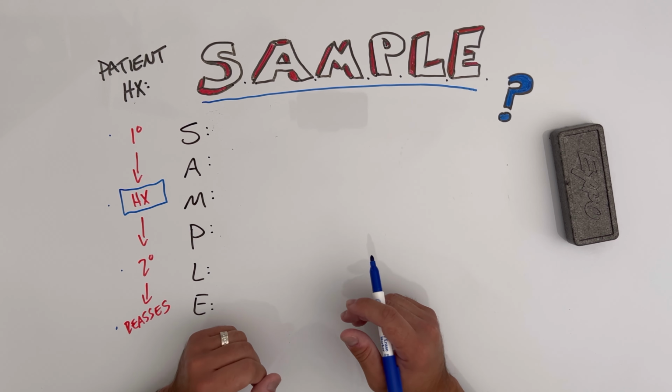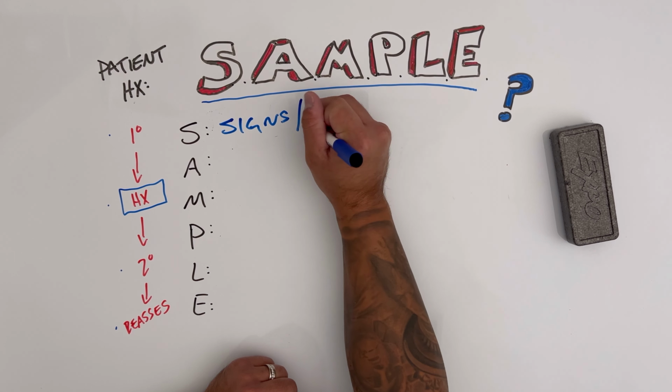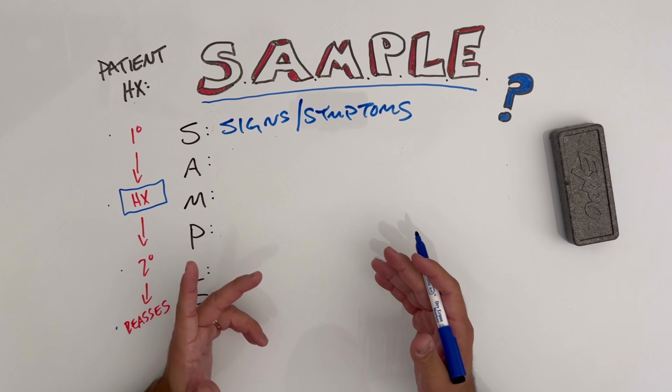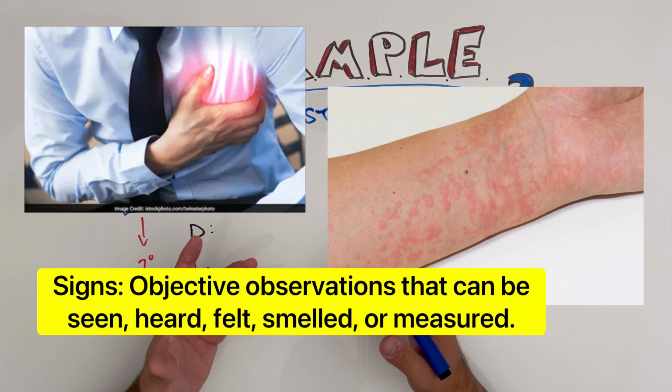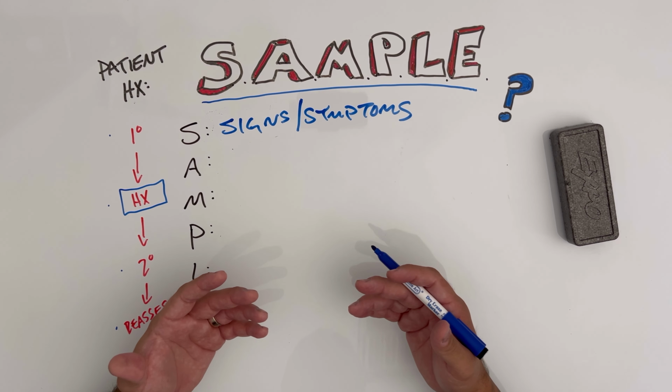So right off the bat, let's start off with S. It's going to be signs and symptoms. Now we know that signs are something that you as a clinician in the field can see. This is a clenched fist over the chest. This is an open wound. This is maybe hives on a patient's chest from an anaphylactic reaction.